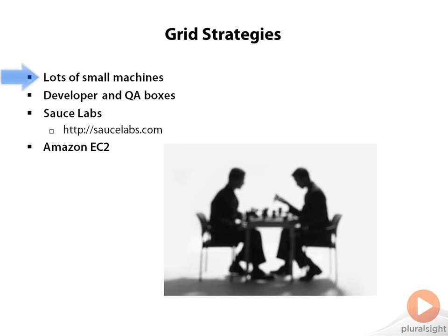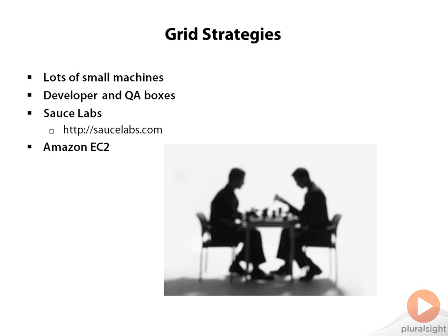So the first one is just to have a lot of small machines. So you could buy a bunch of Mac minis, or you could have some very cheap Windows or Linux boxes. It doesn't take much really to run a grid node. It just needs to really be able to run a browser and to just run that Selenium server. So it doesn't need very much at all. And you can run multiple instances on a particular machine.